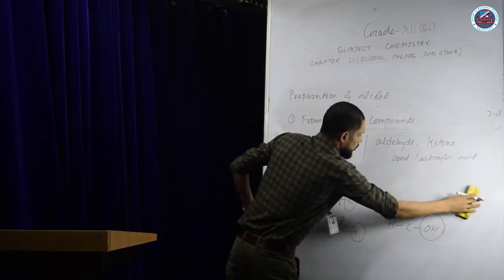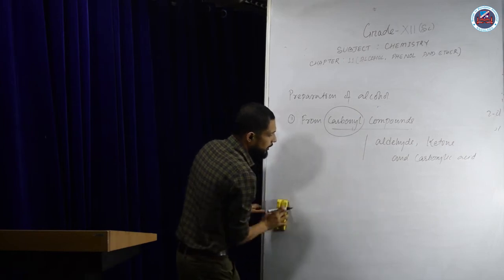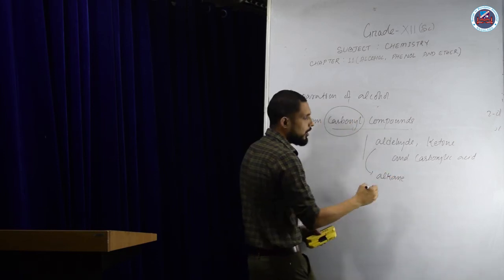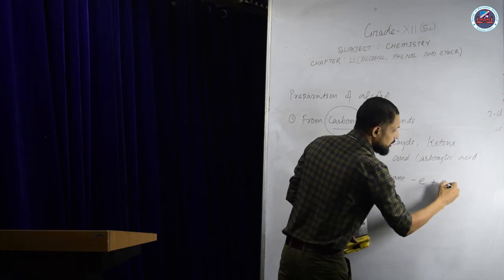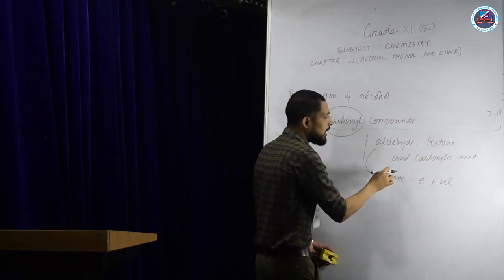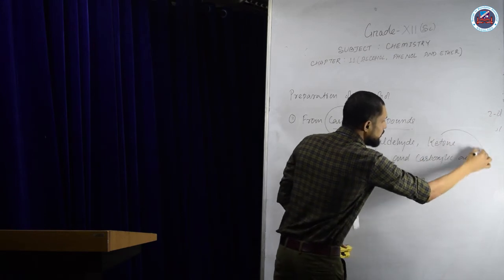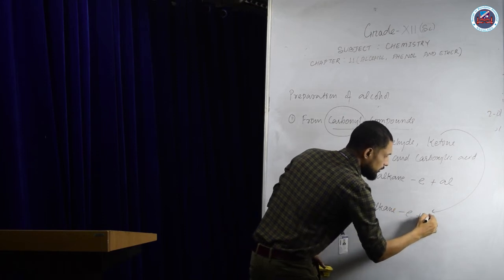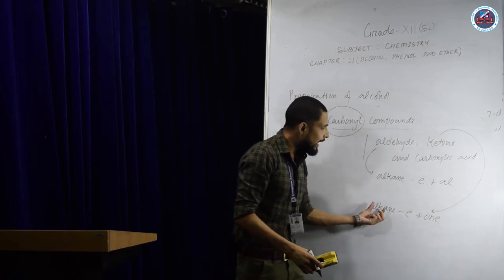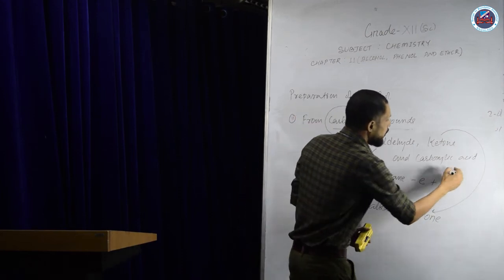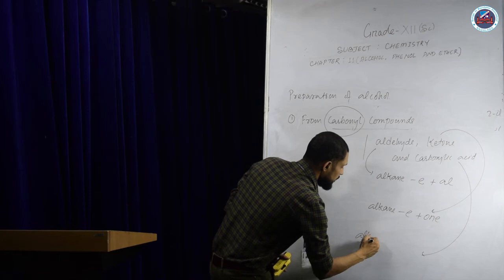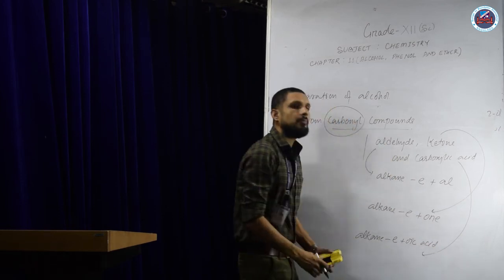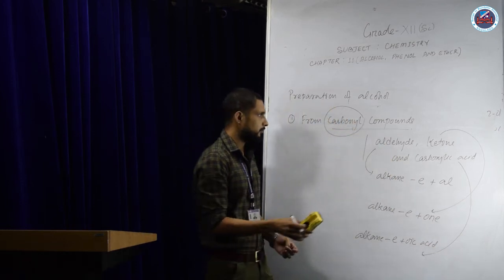Now, when it comes to the naming, for an aldehyde, the alkane name will remove E and add Al. So it's written as alkanal. In the case of a ketone, take the alkane name, remove E, add O and E. So it's written as alkanone. Whereas for a carboxylic acid, alkane, remove E, add oic acid. So it's named as alkanoic acid.